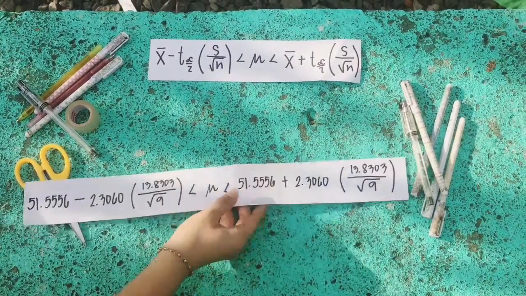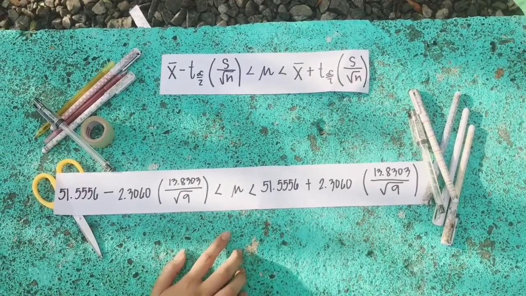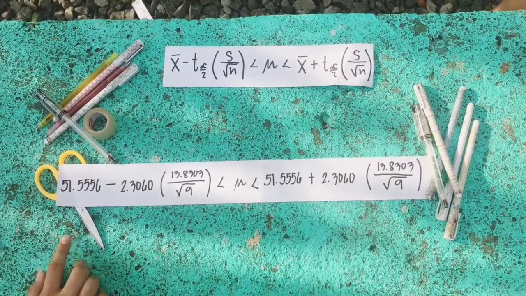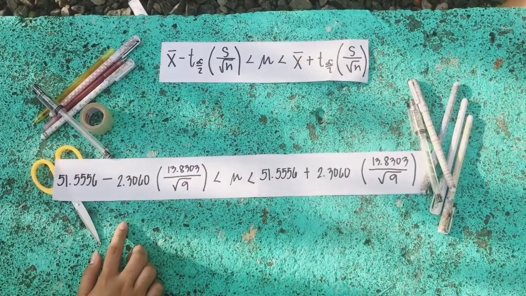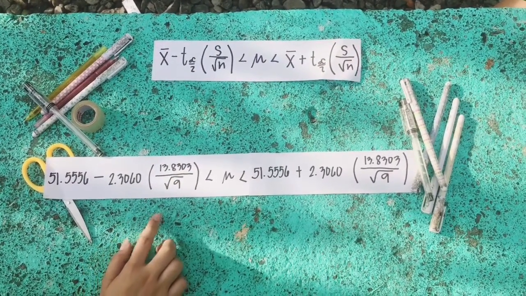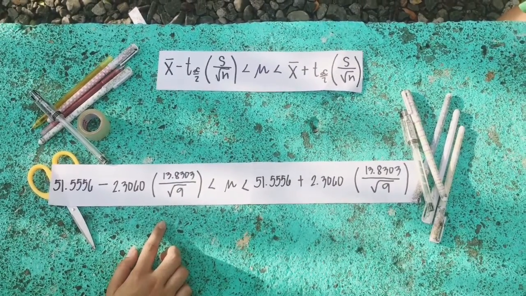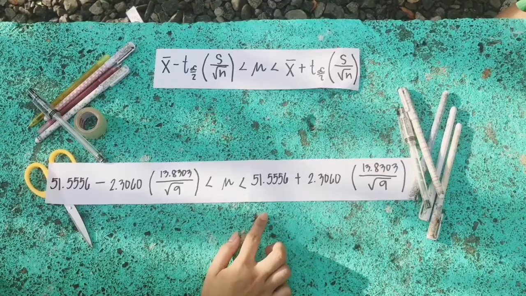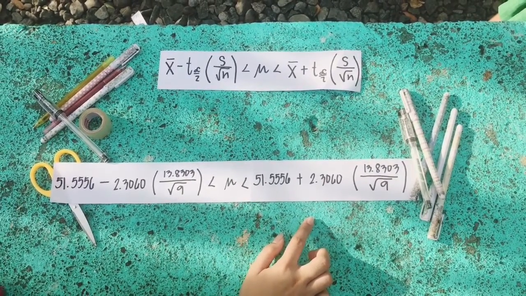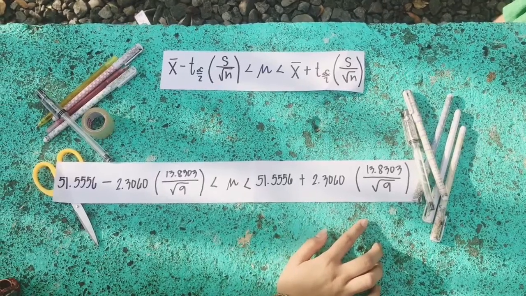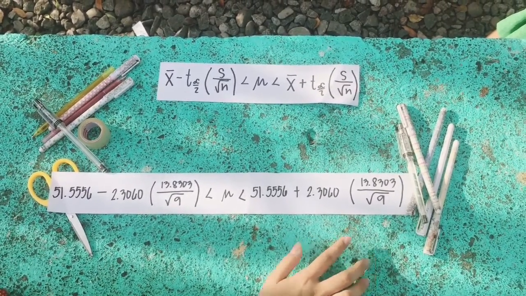After substituting everything, we now have the mean, which is greater than 51.5556 minus 2.3060 times 13.8303 over the square root of 9, but is less than 51.5556 plus 2.3060 times 13.8303 over the square root of 9.